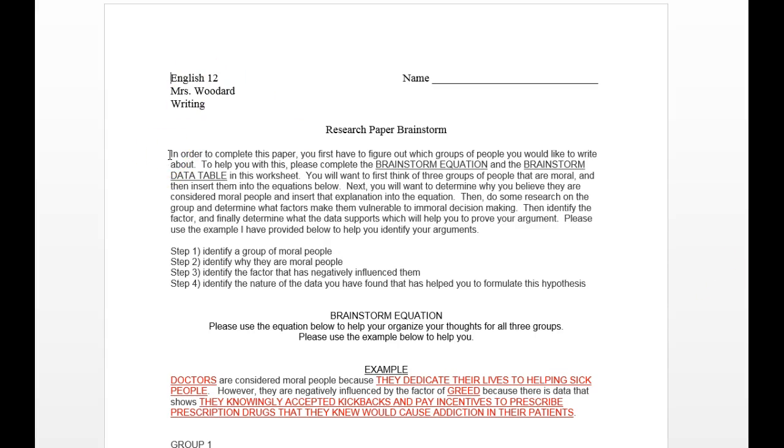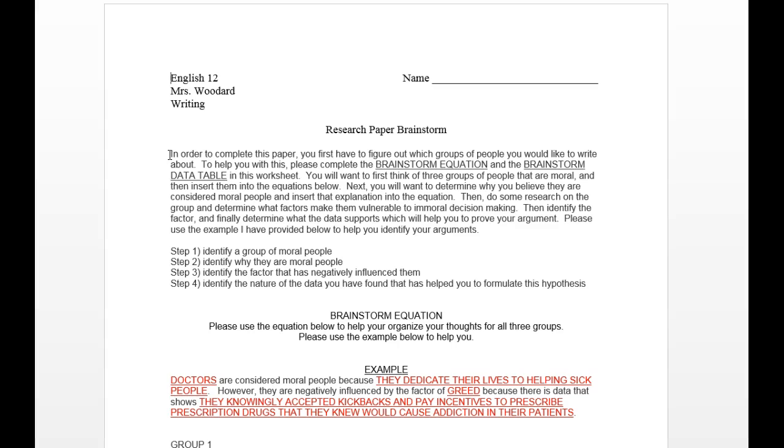In order to complete this paper, you first have to figure out which group of people you would like to write about. So you're going to come up with 3 different groups of people that you're going to write about. To help you with this, please complete the brainstorm equation and the brainstorm data table in this worksheet. You will want to first think of 3 groups of people that are considered moral and then insert them into the equations below. Next, you'll want to determine why you believe they're considered moral people and insert that explanation into the equation. Then do some research on the group and determine what factors make them vulnerable to immoral decision making.